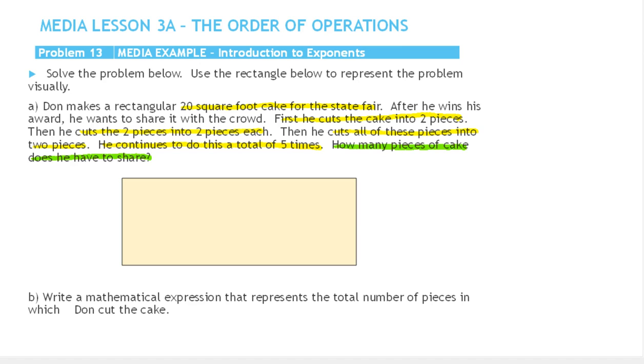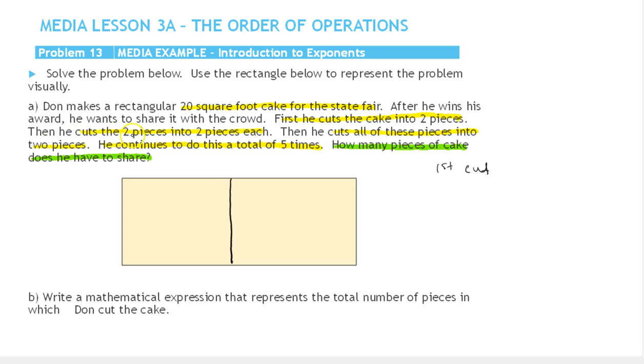Okay, so we're going to do this process as if we're Don and this is our cake. Okay, so it says first he cuts the cake into 2 pieces, and we're going to assume equal pieces. So I'm going to draw that right down the middle. So that was my first cut. I'm just going to keep track of them because we have to do a lot of cuts here.